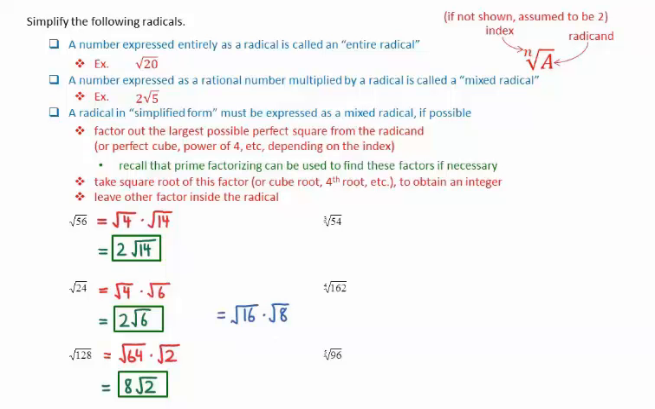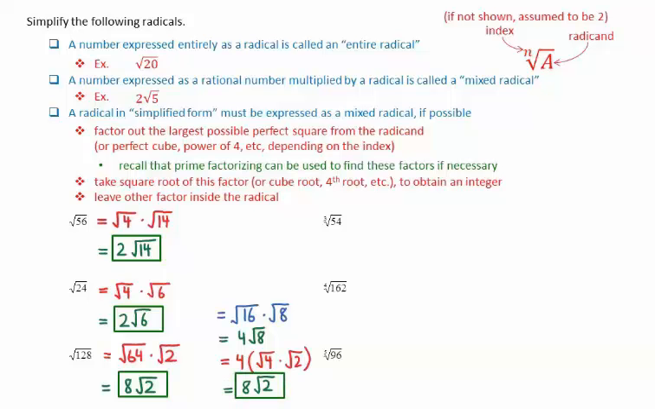For instance, if we break up 128 into 16 times 8, this then becomes 4 root 8. We would then notice, however, that the root 8 can further be broken down. This would give us 4 times root 4 times root 2. Then we can change that root 4 into a 2, giving us 2 times 4, or 8 root 2, and thus we can obtain the same answer even though we did it in 2 steps.